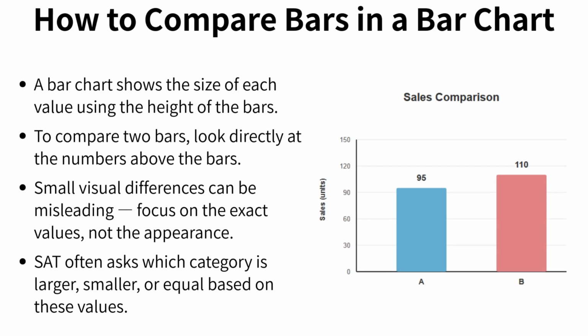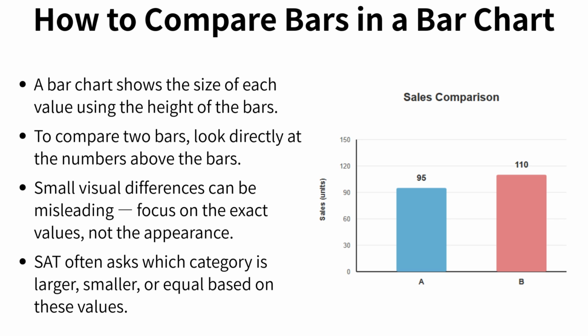Let's review how to compare bars in a bar chart. A bar chart represents the size of each value through the height of the bars. When you compare two categories, always look directly at the numbers shown above the bars. Visual impressions can be misleading. Similar colors, spacing, or bar heights can trick your eyes, so base your comparison on the exact values instead of the appearance.